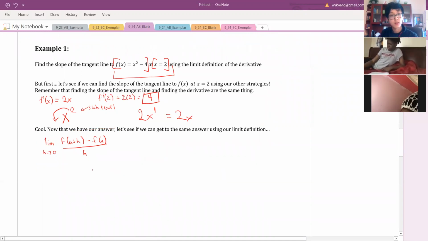I'm going to give everyone just 10 seconds to catch up if they need to copy anything. You don't have to write down all this, you could just write down that we're now solving this problem using the limit definition.